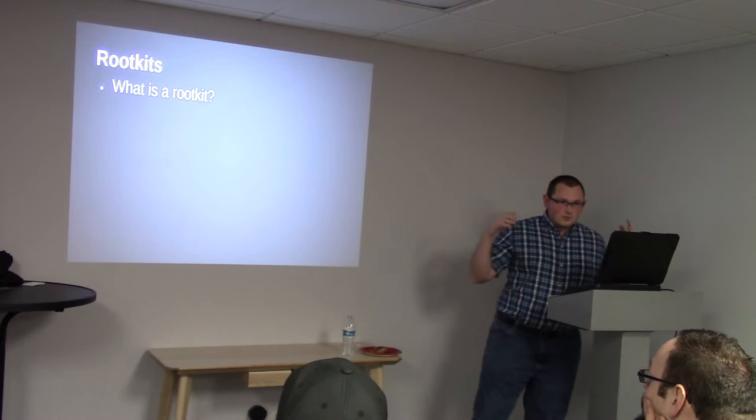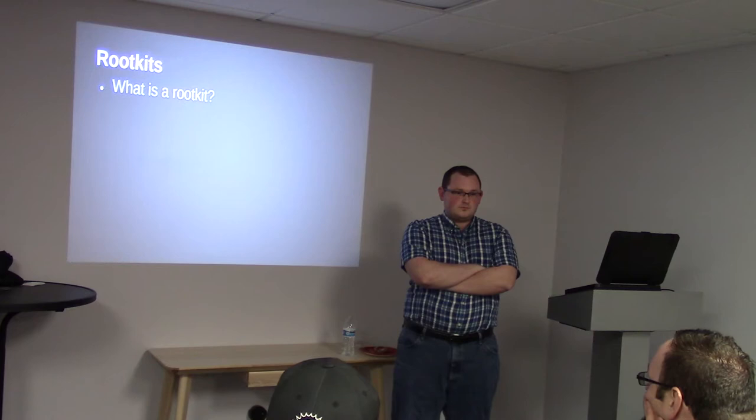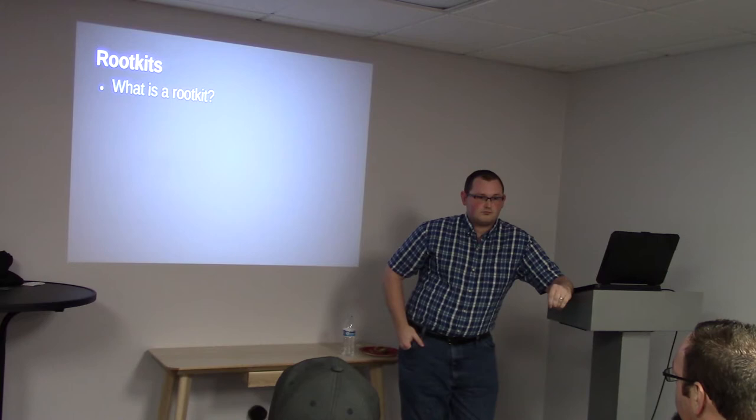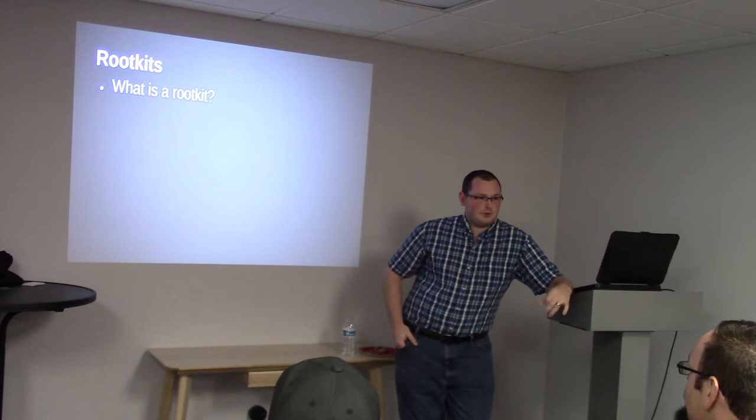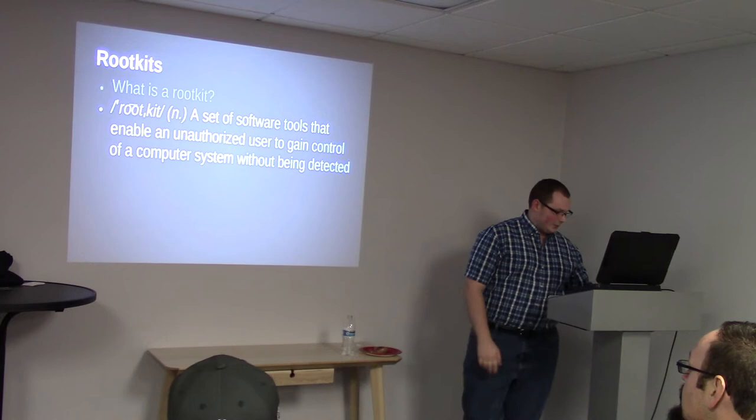Can anyone answer this question? What is a rootkit? A rootkit is any sort of malware that exploits and subverts your OS. It's designed to hide itself by interrupting any sort of API that it could be querying. So at that point, you lose the integrity of the system. You can't trust it anymore, to be honest with you. Anyone else want to try to explain what a rootkit is? Nope. Okay. So I put a definition here so that it could be referenced. A rootkit is a set of software tools that enable an unauthorized user to gain control of the computer system without being detected.